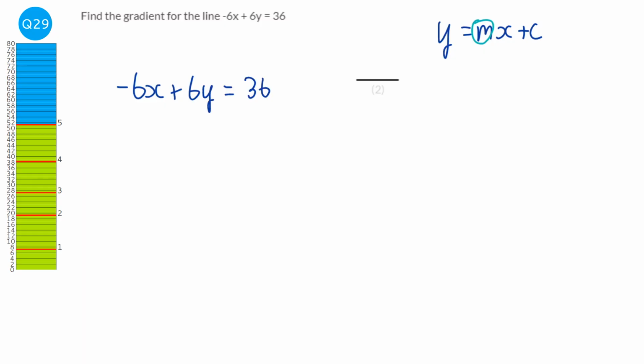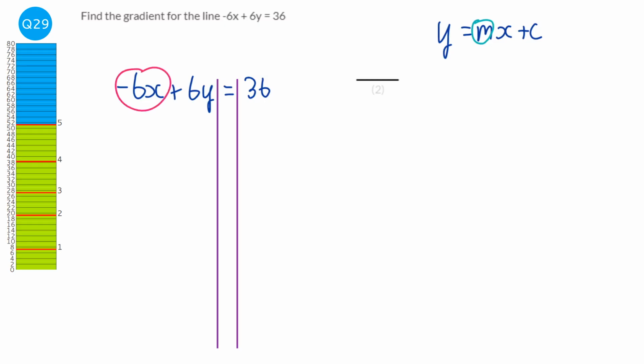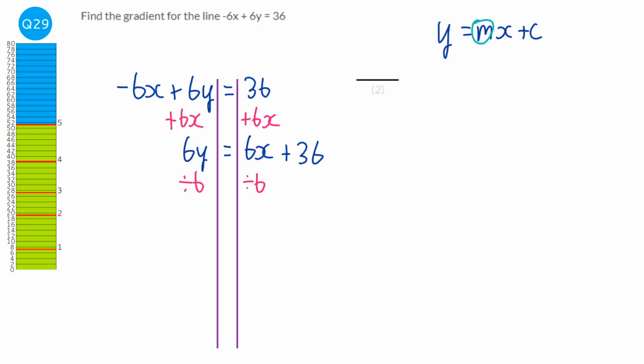And so I'll get my lines in. So the first thing I'm going to do is get rid of the x's from the left hand side, and we can do that by adding 6x both sides. So we've got 6y equals, and I'm going to put the 6x first just to match the y equals mx plus c. Right, the next thing I'm going to do is get rid of this 6 because we just want a y there. So we're going to divide by 6 both sides.